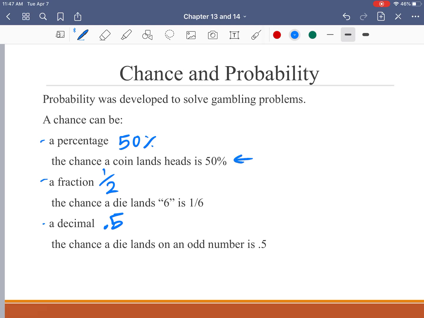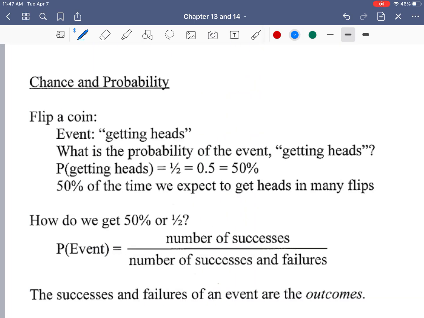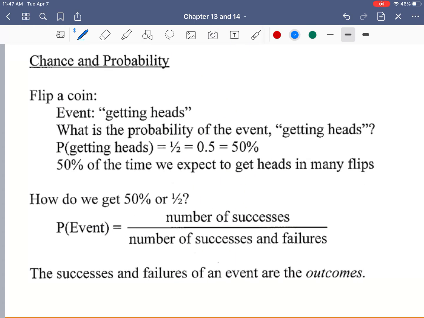You can write it as a sentence as well. So if you know what you're talking about specifically, you can say the chance a coin lands on heads is 50%, or lands on 6 for a dice or a die, and so on. So chance and probability, they're one and the same. The chance or probability, you can say it either way.